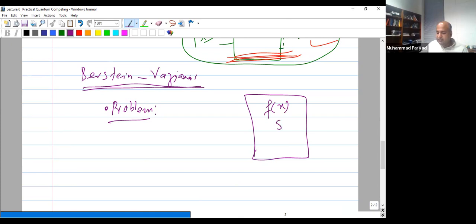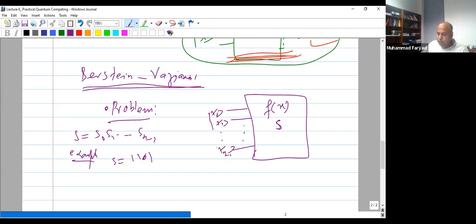it has a secret bit string s. Let me show that bit string s as s0, s1, up to s(n-1). For example, let's say this s is 1101. So it has a secret bit string, and when we give it some input, let's say x0, x1 all the way to x(n-1), at the output it gives a function like this: minus 1 power f of x into x.